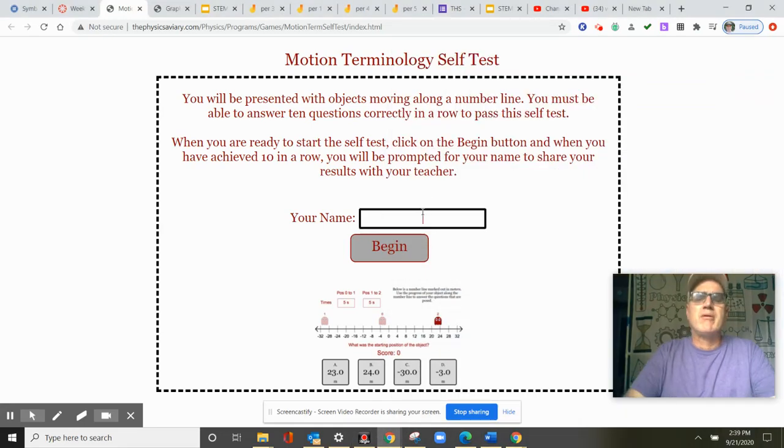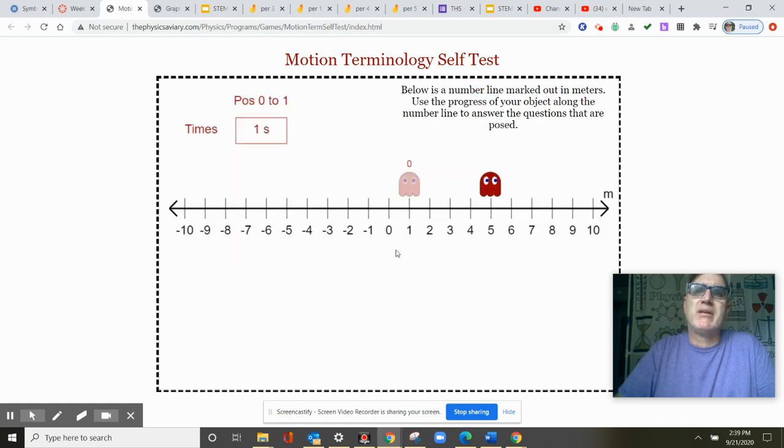All right, it's Mr. B, and I'm going to run us through the motion terminology self-test one time, just to walk you through it so you can see an example. Every time this self-test starts up, it gives a whole new ghost, so yours probably won't be this one. Let's just see if I can pass this test.